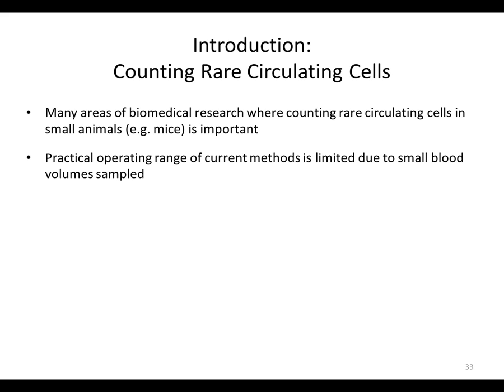But the issue is that the practical operating range of the current methods is limited because they sample very small blood volumes. This is true when you do peripheral blood sampling, where you extract a little bit of blood from the animal. And it's also true of more recent in vivo methods, like in vivo flow cytometry, where you use a modified microscope to look at a small arteriole in the ear or retina of a mouse. But the blood flow rate there is only 1 to 2 microliters a minute, so it's really an issue if you're interested in detecting rare cells.